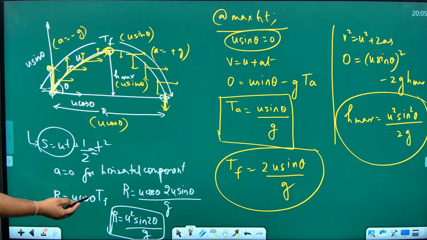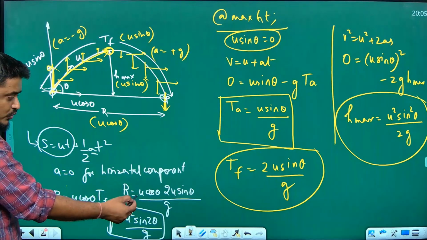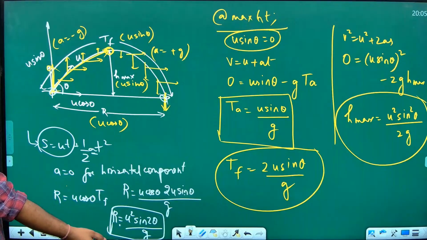Time of flight formula is 2u sin theta by g. Now u and u will become u square. 2 sin theta cos theta will become sin 2 theta by g. So the answer is u square sin 2 theta by g.